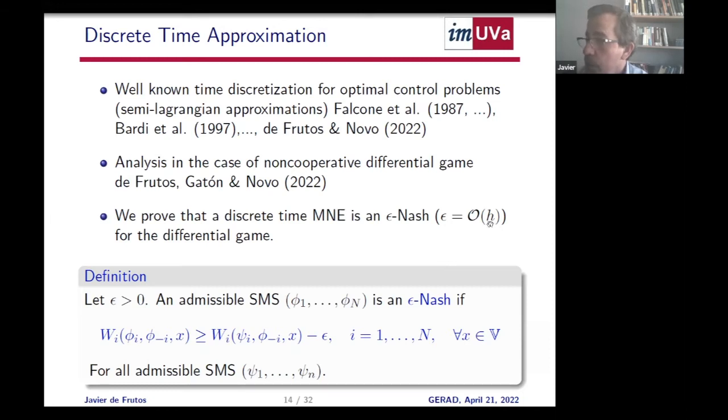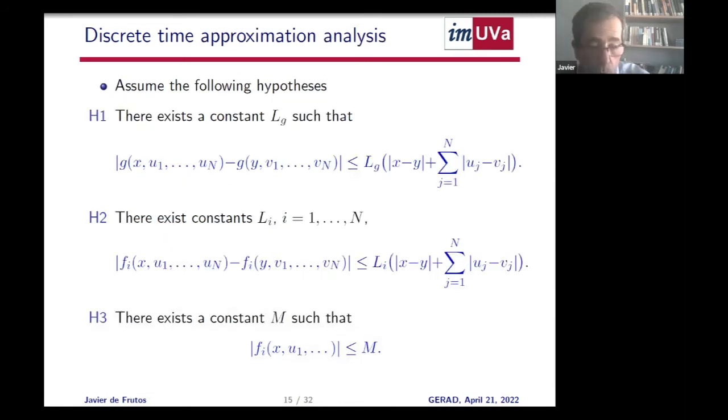That is, if we reduce the time step, we are more and more close to having an equilibrium, but we are always within an epsilon. And this is the main result of the paper. Well, of course, to do that, we need some hypotheses, because if not, we cannot approximate anything.